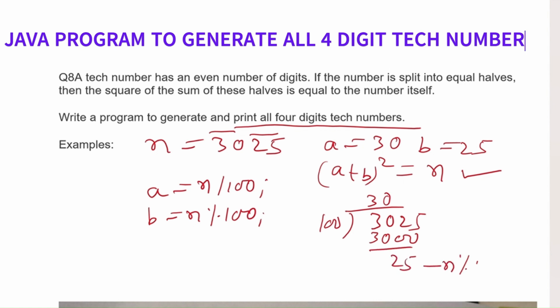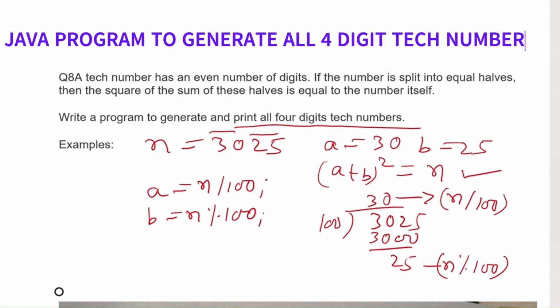This is n modulus 100. This is the remainder. And this one is your n divided by 100. That is quotient part. Quotient part is divided by 100 and remainder part is modulus 100. So A, B is your 30, A is 30, B equal to 25. Now we have to check that A plus B whole square equal to n or not.